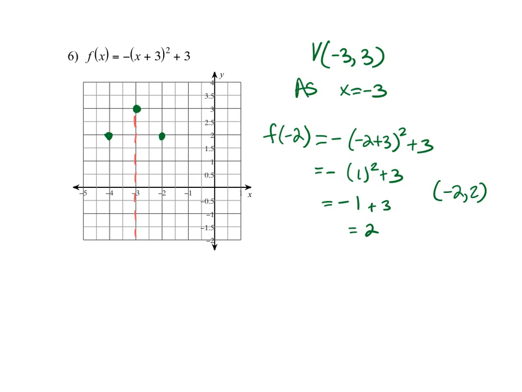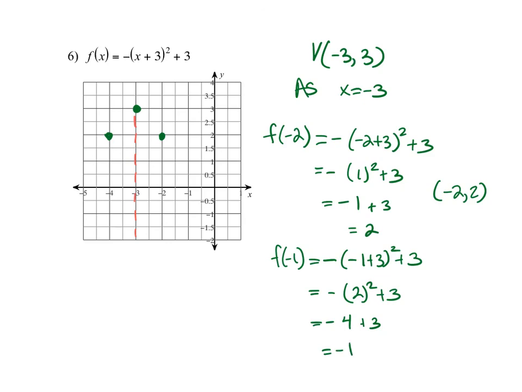Okay, I'm going to substitute, let's say, negative 1. So f of negative 1 equals negative (negative 1 plus 3) squared plus 3. So negative 2 squared plus 3. Again, I have this negative outside. I know that 2 squared is positive 4, but because I'm multiplying times a negative, it's going to be negative 4, plus 3. This equals negative 1. So here I have the point negative 1, negative 1. So negative 1 is this point down here.